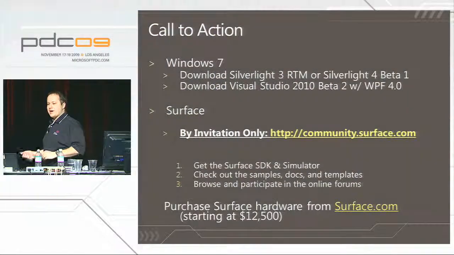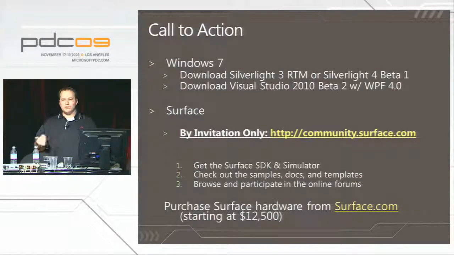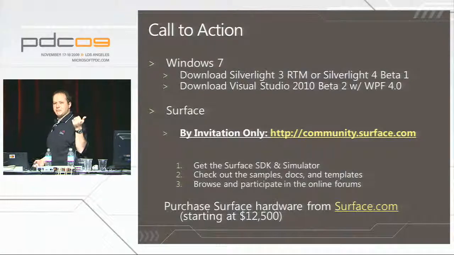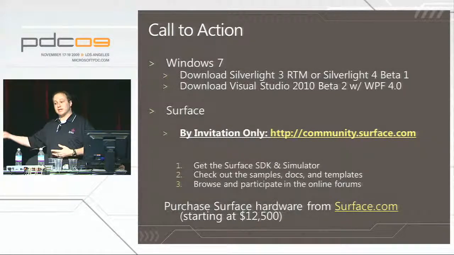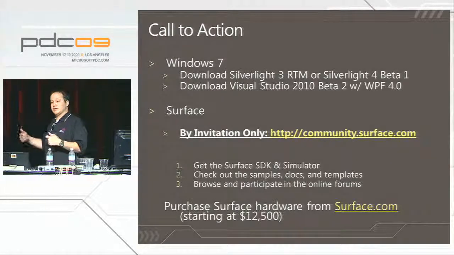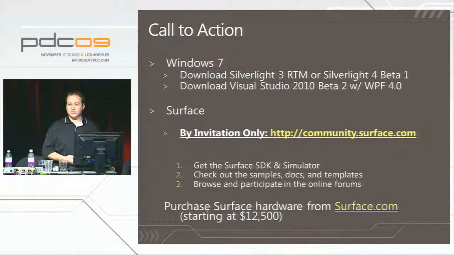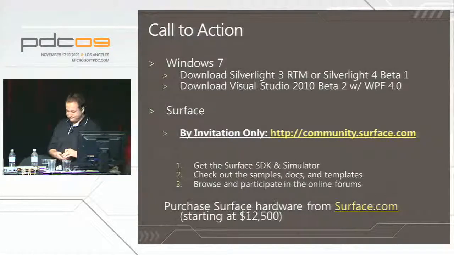Now, call to action. What can we do together? If you want to develop for Windows 7, get started today. You can grab the Silverlight 3 RTM bits that have the touch APIs Anson mentioned. You can get the beta bits that also have those same APIs built into them. You can get WPF 4.0 in Visual Studio 2010 Beta 2. Some great stuff going there, and I encourage you to start working with that and learning those APIs.